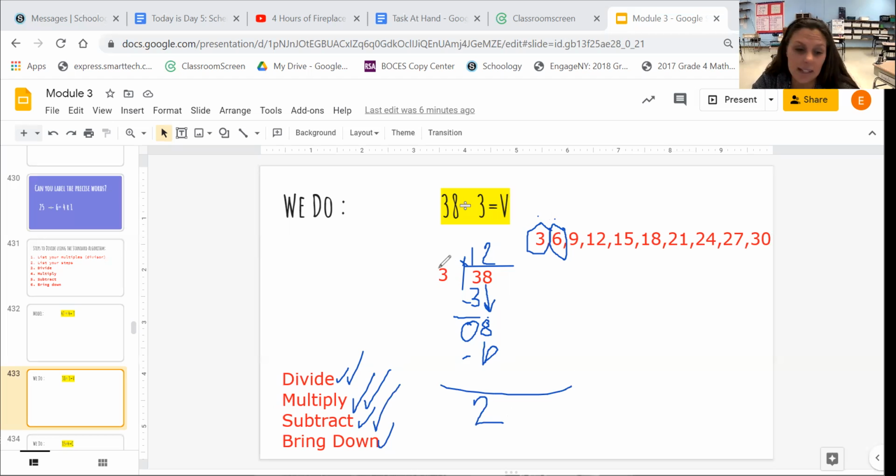Now I try to divide again. Can 3 go into 2? Do I have anything left to bring down? So my remainder is 2. So you should have for a quotient, 12, remainder 2.